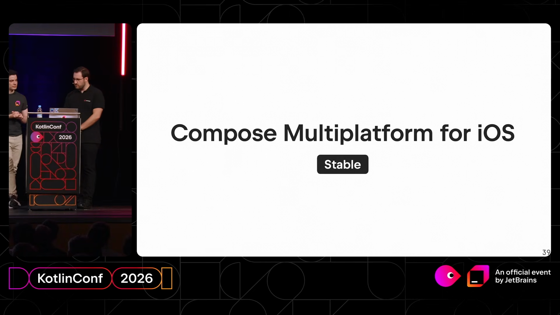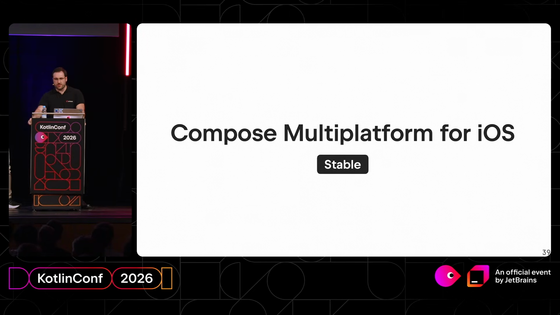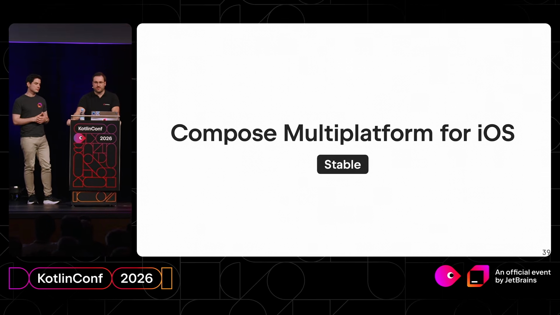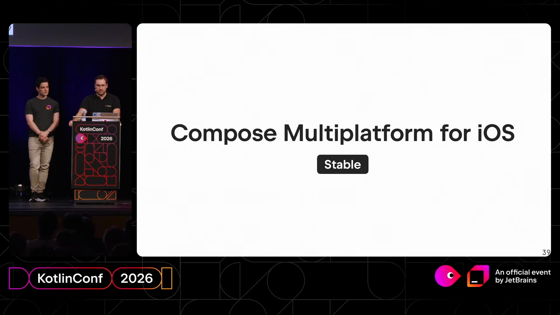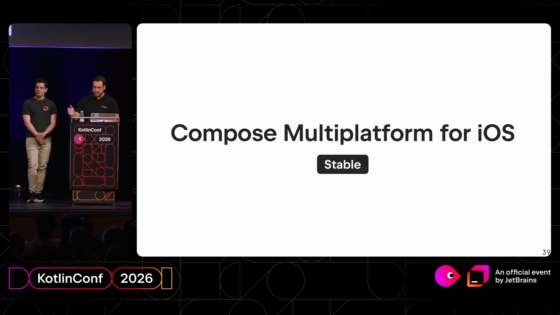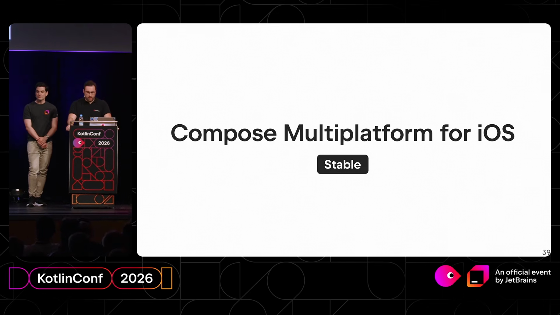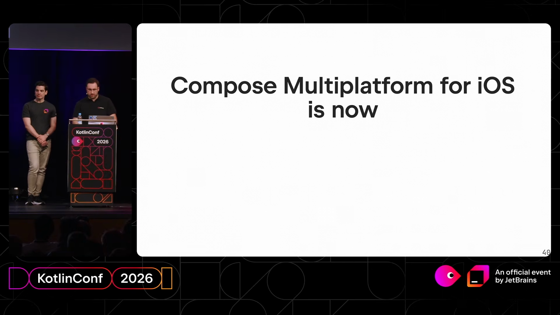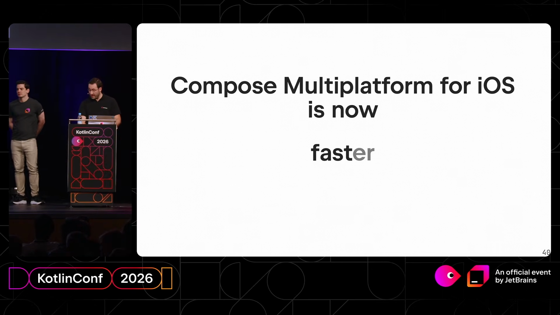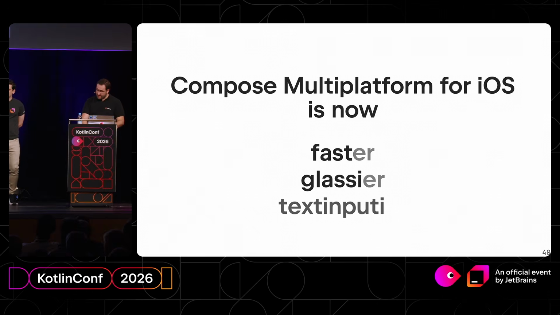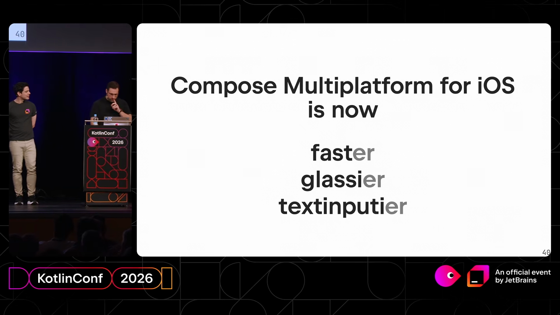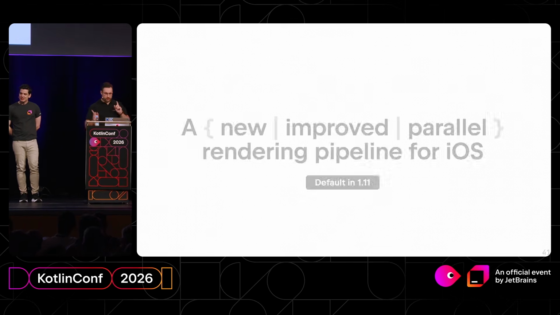Very good. So far, we've only looked at changes that were related to all your common code. But of course, we're also continuing to invest into the individual platforms. Compose Multiplatform on iOS has been stable for quite a while now. But we're still bringing more and more improvements to it. So now it's proper to say that Compose Multiplatform for iOS is faster, it's glassier, it's text inputier. Does that work? I don't think those are words. All the more reason to move on quickly to our first point with faster.